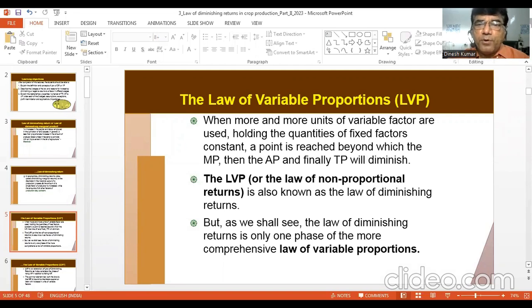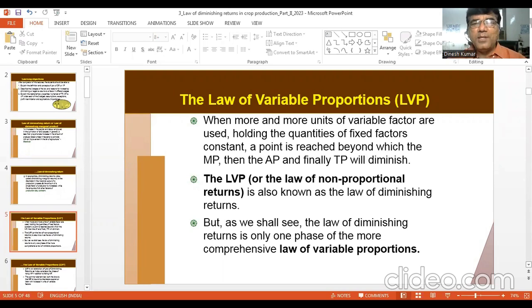The law of variable proportion or the law of non-proportional returns is also known as the law of diminishing return. But as we shall see, the law of diminishing return is only one phase of the more comprehensive law of variable proportion.